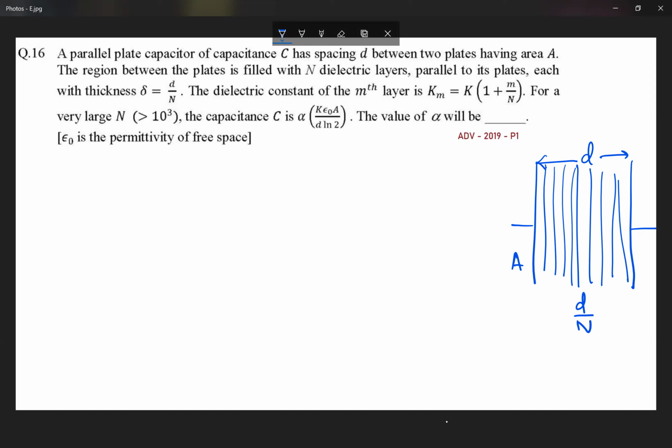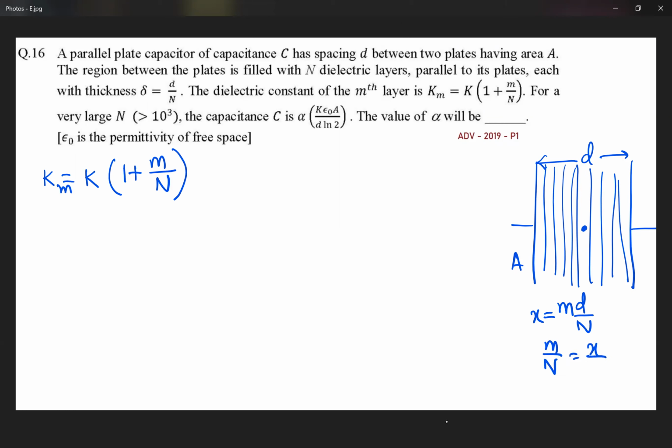So if you take the mth layer, the position of the mth layer is going to be m into D divided by N. The mth layer is at mD divided by N. The dielectric constant is given as K_m equal to K into 1 plus m divided by N. So what is the value of m by N? m by N is equal to x divided by t. So the dielectric constant is equal to K into 1 plus x divided by t.